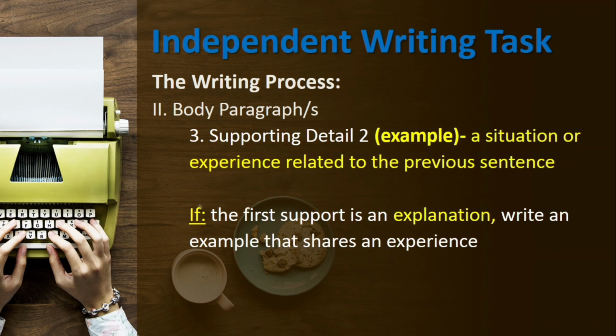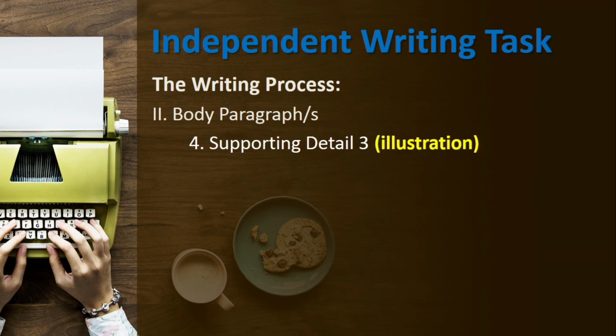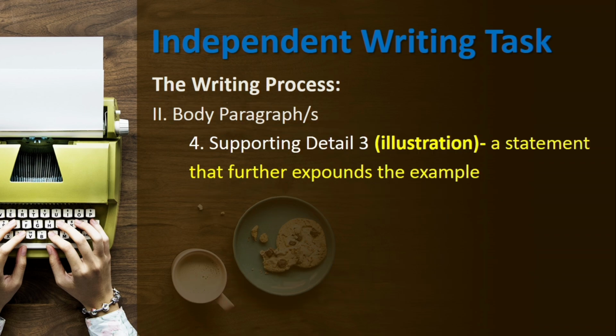On the other hand, when giving an example for an explanation, make it personal. It may be something that you or someone that you know have experienced. So the sentence may go like this. For example, all the boys in my family, rooting from my grandfather, attended the same school and wore the same type of school uniform. The next type of supporting detail is called an illustration. It is a statement that further explains or expounds the example statement. Simply put, it is an additional detail that makes the example clearer.